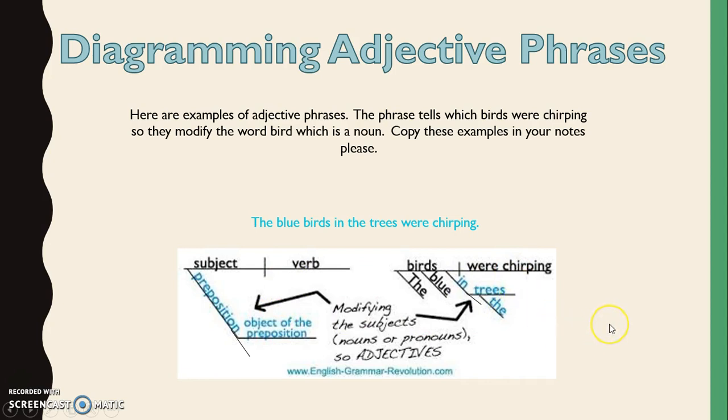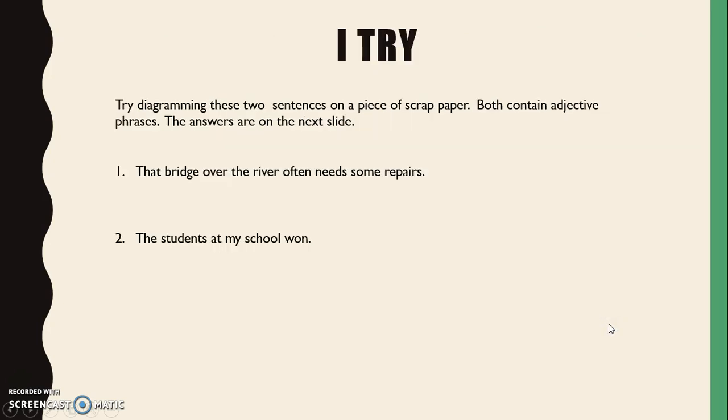Got it? Good. So you can try diagramming these two sentences on a piece of scrap paper. Both contain adjective phrases. That means they are going to modify a noun, and the answers are on the next slide. In both of these sentences, there is only one prepositional phrase. So pause and try these, and I'll show you the answer key in a minute.